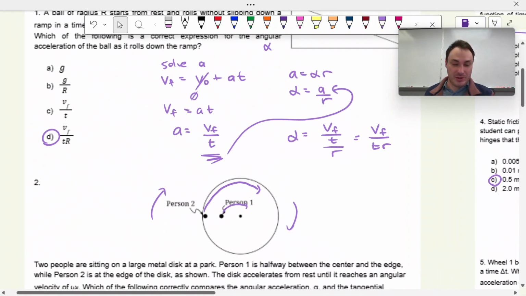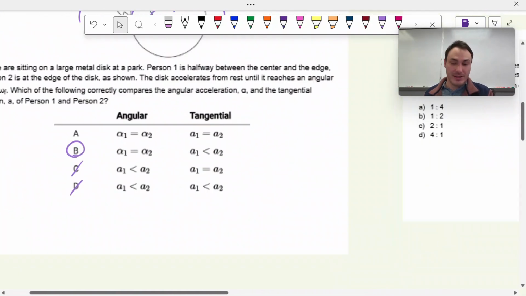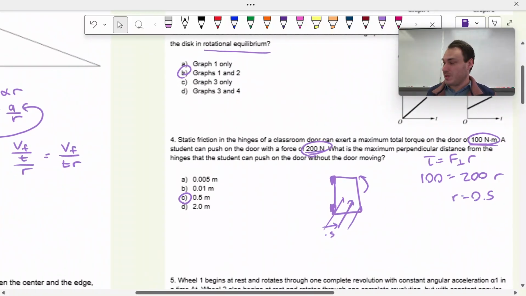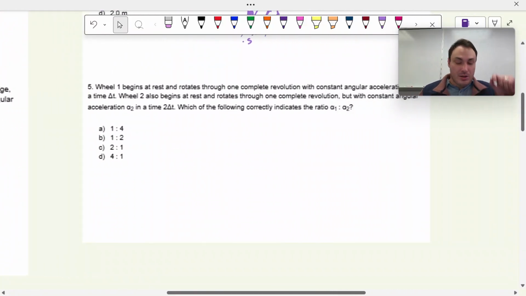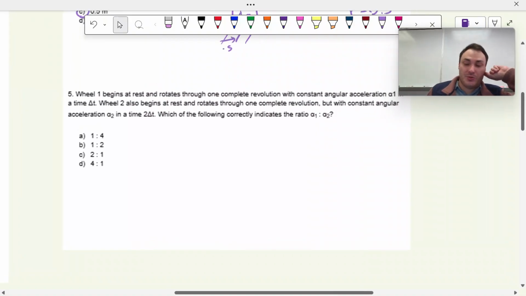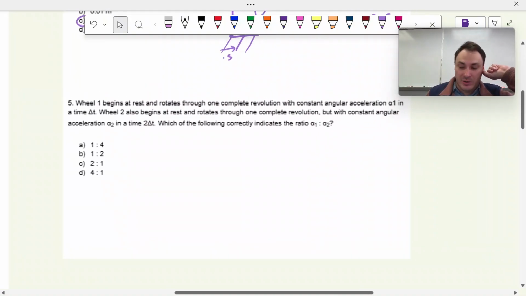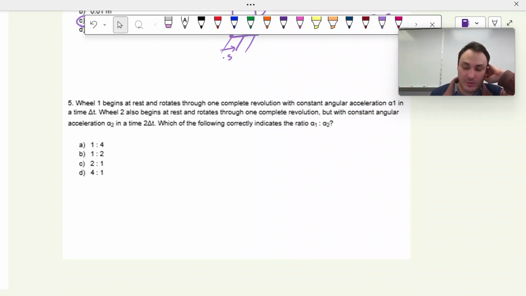Let me just make sure I'm getting everything right. D, B, B, C. Okay. Wheel 1 begins at rest and rotates through one complete revolution with a constant angular acceleration of alpha 1 in time t. Wheel 2 also begins at rest and rotates through one complete revolution, but with a constant angular acceleration alpha 2 in time 2t. Which of the following correctly identifies the ratio of alpha 1 to alpha 2?